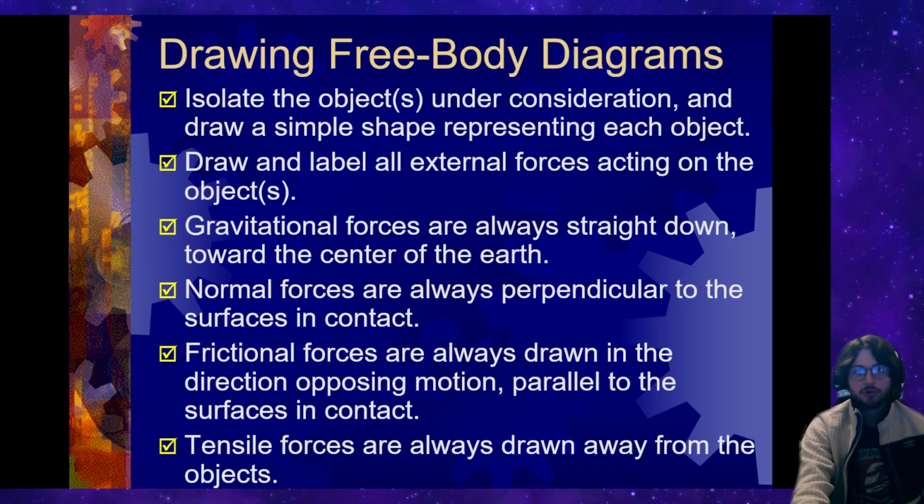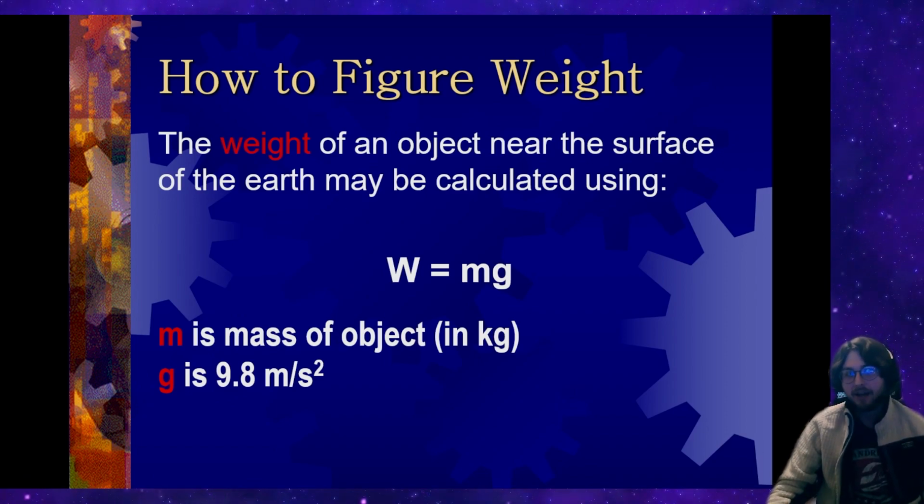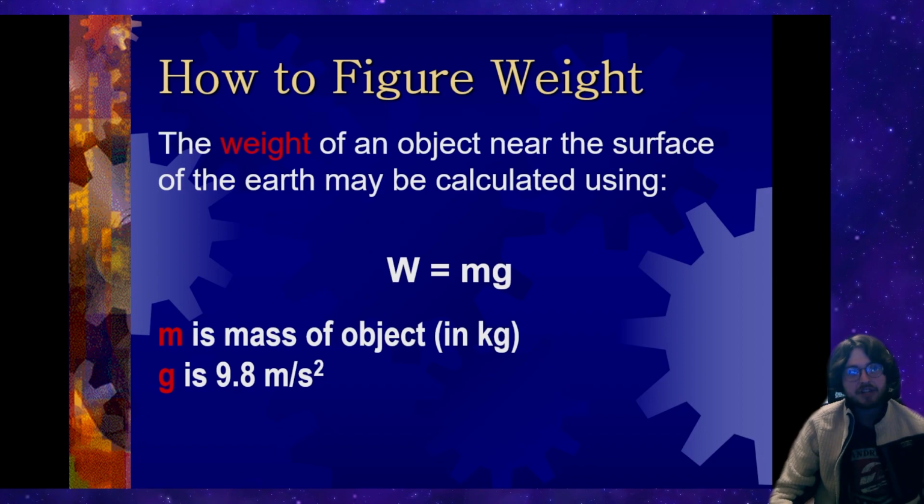Gravitational forces are always going to be straight down. Now, gravitational force is also called weight. Weight is different from mass in that mass is how much stuff an object has. It's intrinsic to the object itself. Weight is dependent on the gravitational pull of the planet that you're on. On Earth, that gravitational pull is 9.8 meters per second squared. But on, say, the moon, that acceleration due to gravity is going to be lower, and thus the weight that you would read on a scale would be less for any given object.